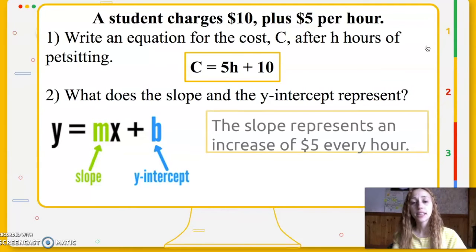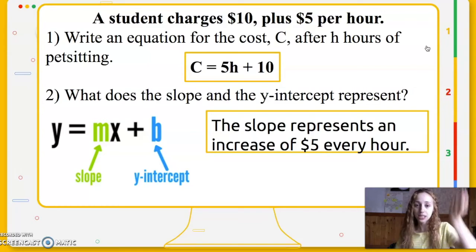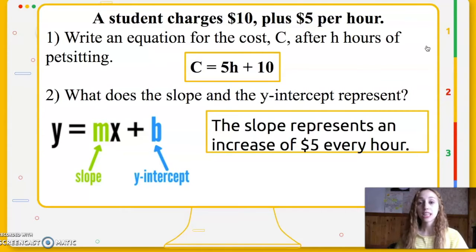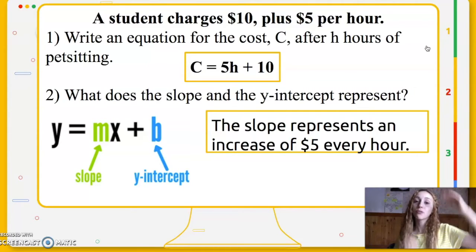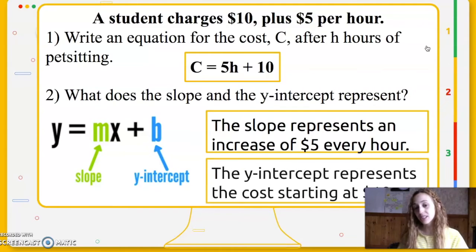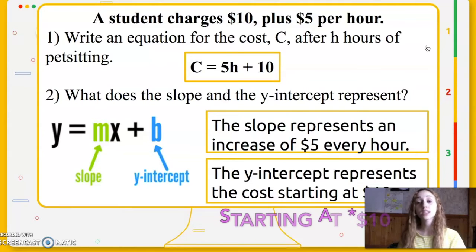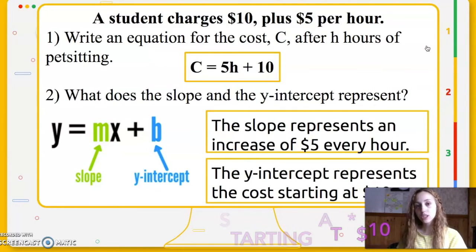Let's start with slope. The slope represents an increase. Increase means up, right? The amount of money is going up. $5 for every 1 hour. You could say $10 for 2 hours, $15 for 3 hours, but it is an increase of $5 for every 1 hour that passes. And the y-intercept, the 10, on the other hand, means that the cost starts at $10. Even if she does not pet sit, even if she does not spend any time alone with this pet, she is still charging $10 just to go to the house because she has to pay for gas or public transportation to get there.